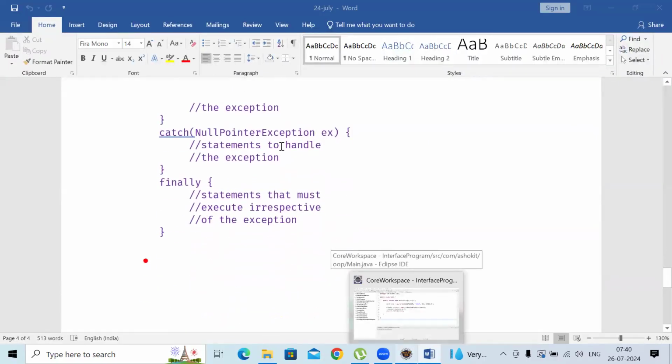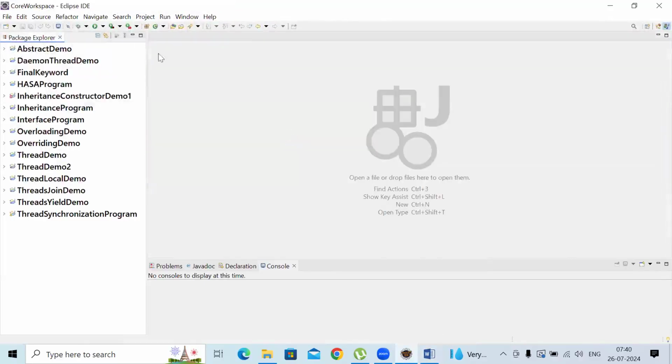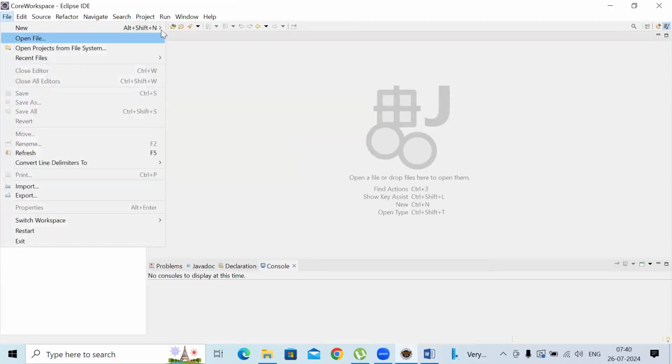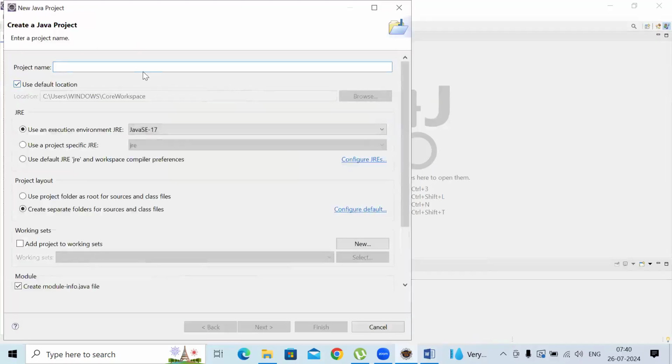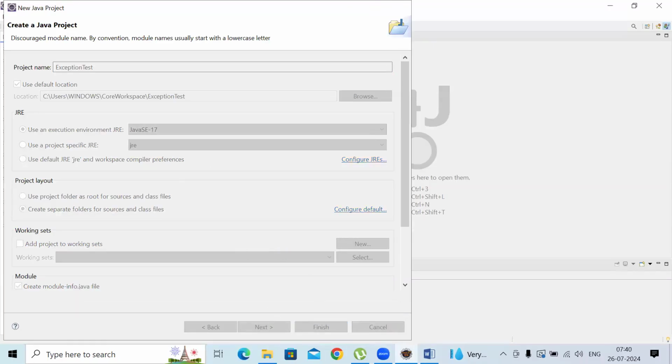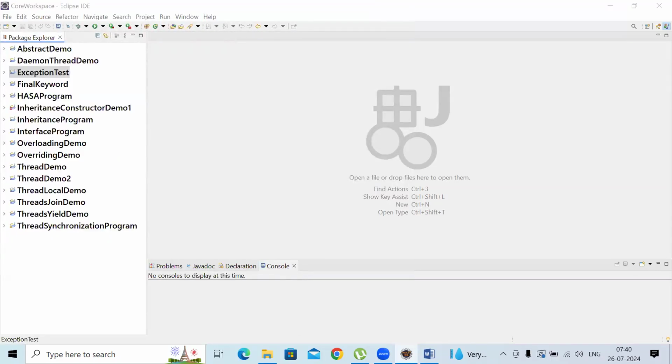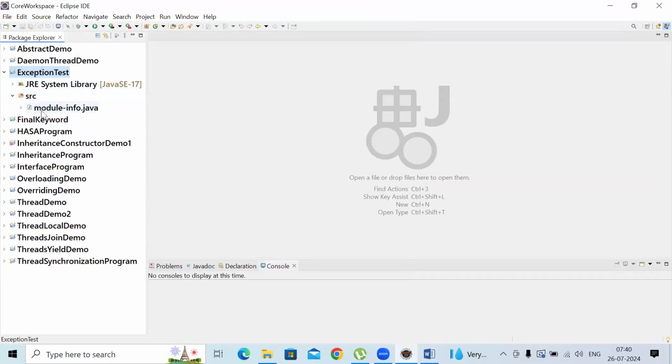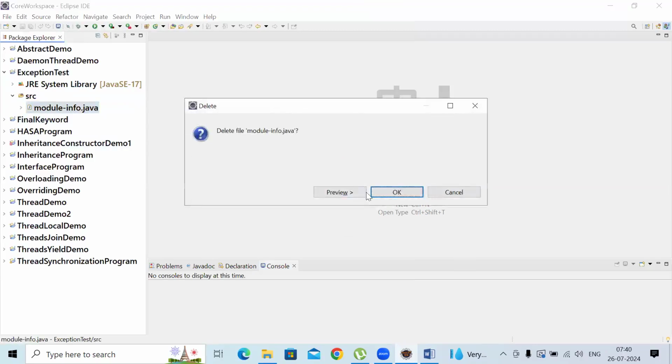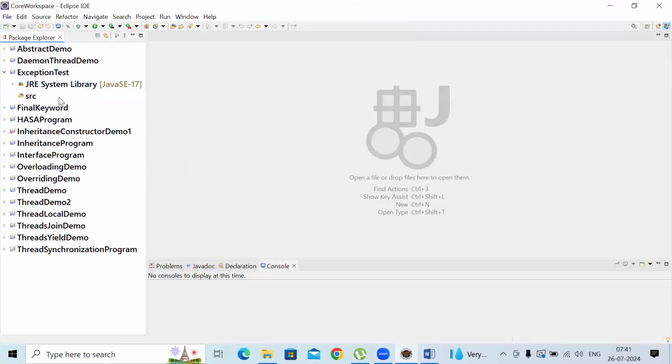See, let's say, for example, I want to create a new Java project, and the project name is exception test. We are not writing any program here. We just want to see how to write multiple catch blocks for a single try block, what is the correct way of writing them, and what is the wrong way of writing them.